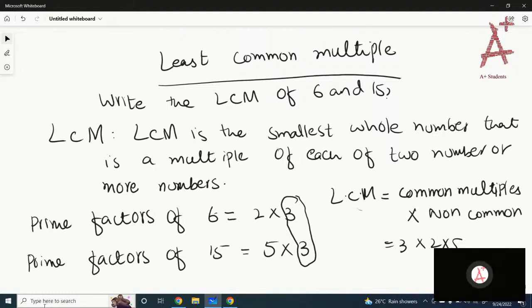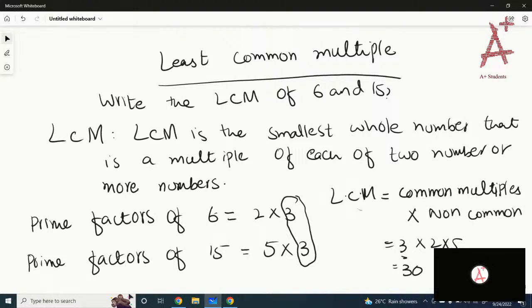Actually you have to repeat each prime factor the largest number of times it appears in any of the prime factorizations. See, 3 appears once, so just multiply 3. Then the other prime factors are 2 and 5. Just multiply them. 3 times 2 is 6 and 6 times 5 is 30. So that is the smallest whole number that is a multiple of each of the two numbers. Got it?